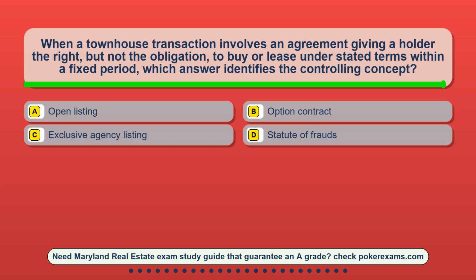Question 24. When a townhouse transaction involves an agreement giving a holder the right, but not the obligation, to buy or lease under stated terms within a fixed period, which answer identifies the controlling concept? Option A, open listing. Option B, option contract. Option C, exclusive agency listing. Option D, statute of frauds.